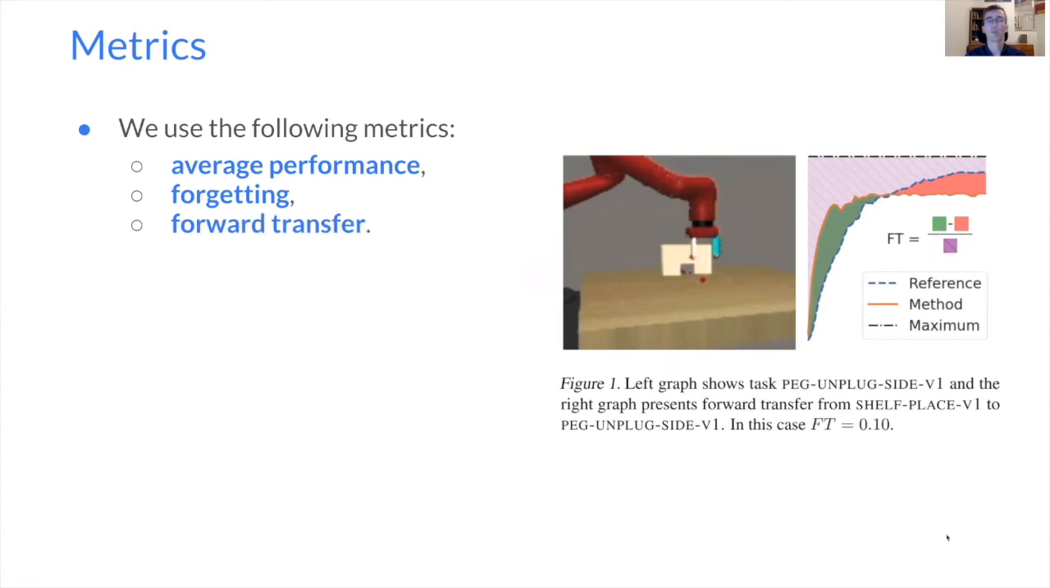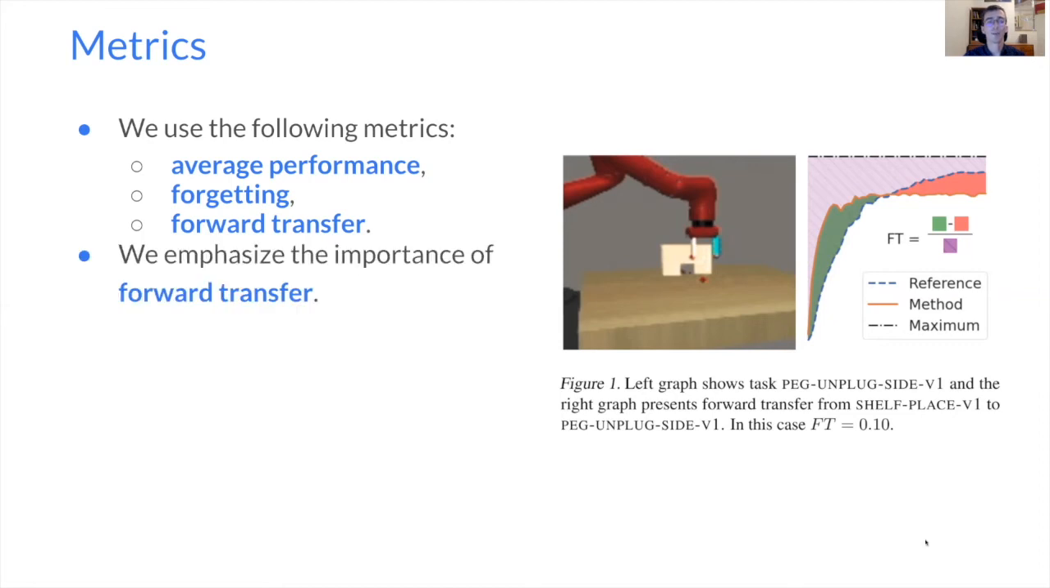Last one is forward transfer. To compute forward transfer for a given task, we look at training curves when learning a task in sequence versus learning the same task from scratch. This is visualized in the plot on the right. Integral of the difference between those plots expresses how much more efficient is learning when we have knowledge from previous tasks. This integral, properly normalized and averaged over tasks, is our forward transfer metric.